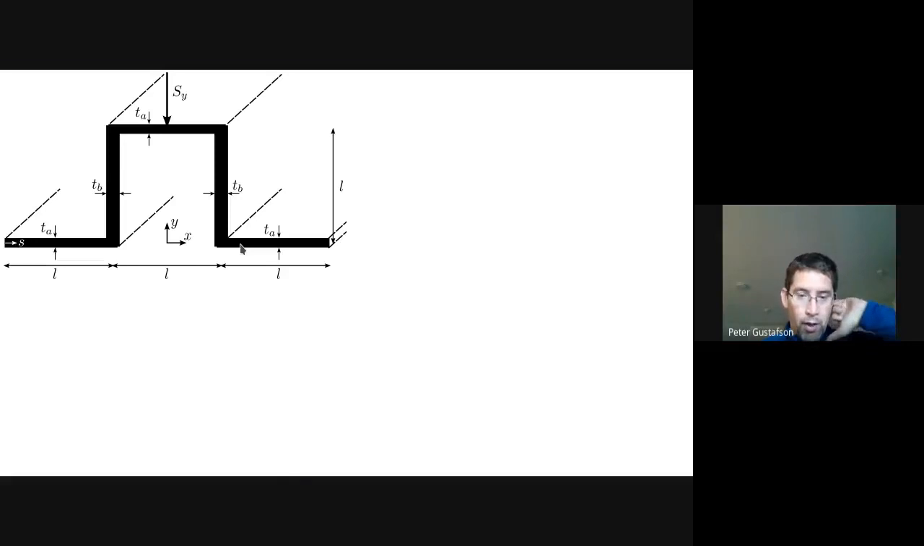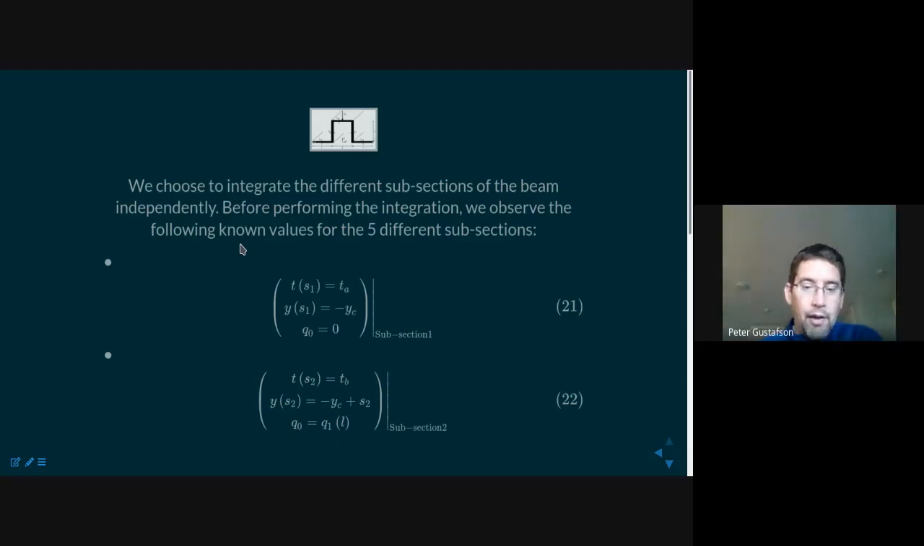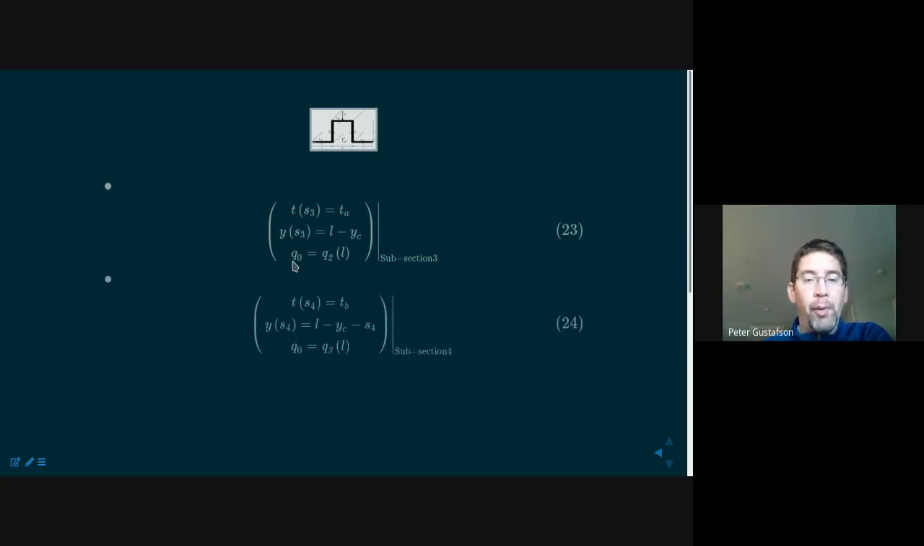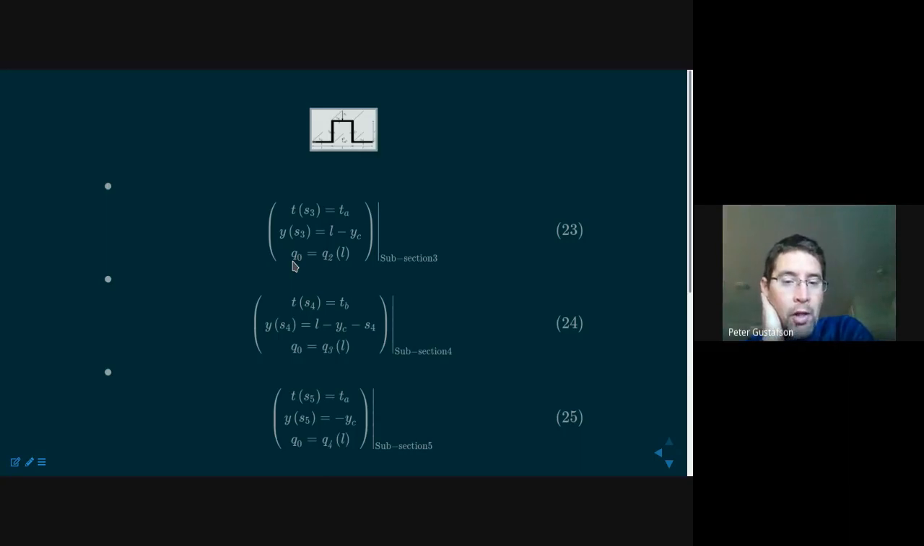And in total, we can write down now all of these values. For subsegment 2, the thickness is TB, and the y is a function of s. For subsegment 3, the thickness is constant TA, and the y position is a constant. It's not a function of s. It's L minus YC, and the initial Q is the final Q from the prior segment. I'll just include all of these and stop talking for a minute while you guys jot them down.